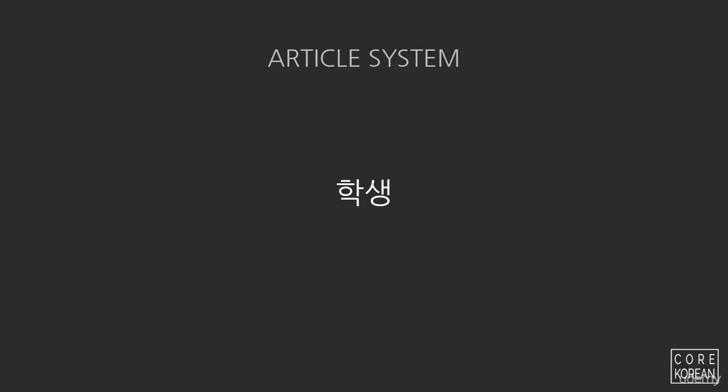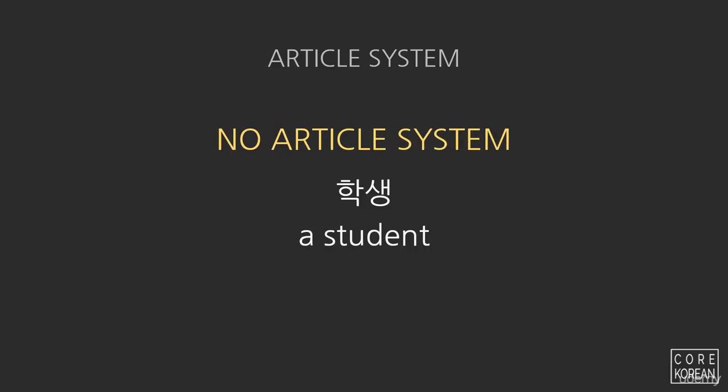A Korean noun like 학생 doesn't have an article as in a student in English. Korean doesn't have a complex article system like English. So when it comes to Korean nouns, when compared with English, it's simpler. On the contrary, when Koreans learn English as a foreign language, they always have significant problems with the complexities of the English article system.